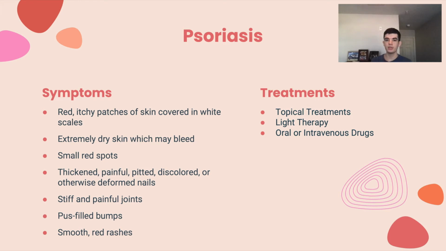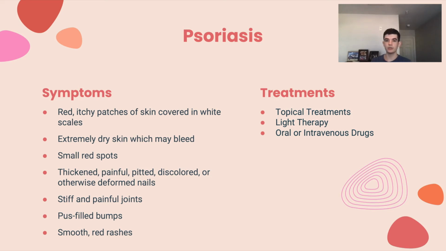psoriasis. Small red spots are caused by guttate psoriasis. Deformed nails are due to nail psoriasis, and psoriatic arthritis causes stiff or painful joints. Pustular psoriasis results in pus-filled bumps, and smooth red rashes are the result of inverse psoriasis. Although psoriasis has no cure, there are several treatments to reduce the severity of the symptoms.